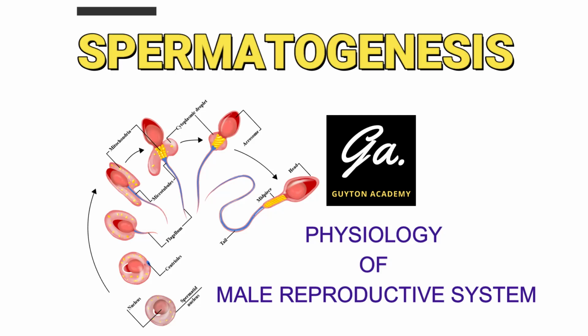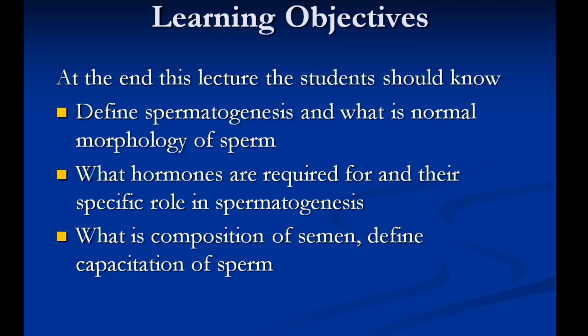Today's lecture topic is spermatogenesis. The learning objectives are: define spermatogenesis and describe the normal morphology of the sperm; identify what hormones are required and their specific role in spermatogenesis; describe the composition of semen; and define capacitation of the sperms.